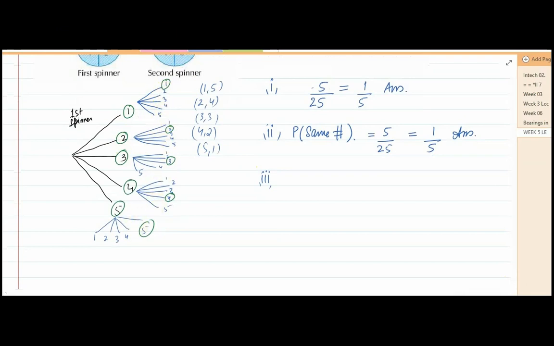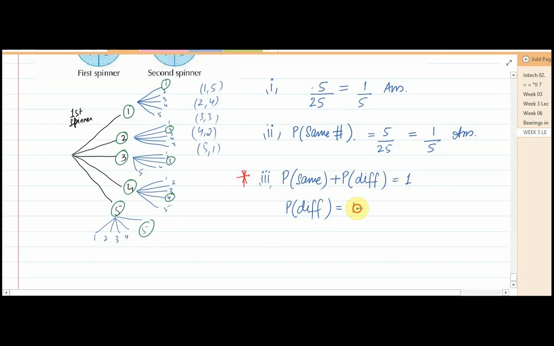Other than that, what I will do: probability of same numbers plus probability of not same numbers, and we say that not same means they are different, is equal to 1. You see that this concept saves you from a lot of working, right? So probability of different numbers will be 1 minus probability of same numbers. So 1 minus probability of same numbers, which we found in part 2, is 1 over 5. If you take LCM, it's 5, and it will be 5 minus 1, that is 4 divided by 5, answer.